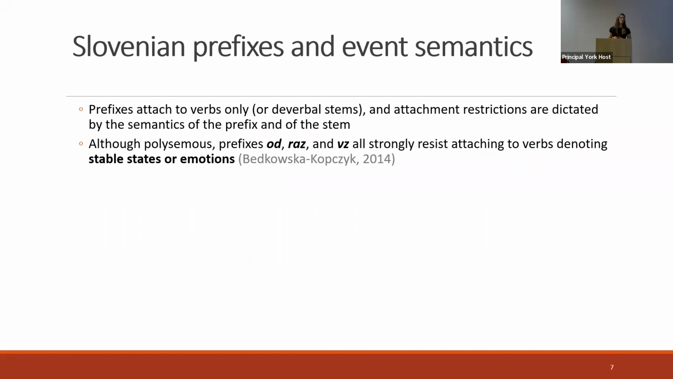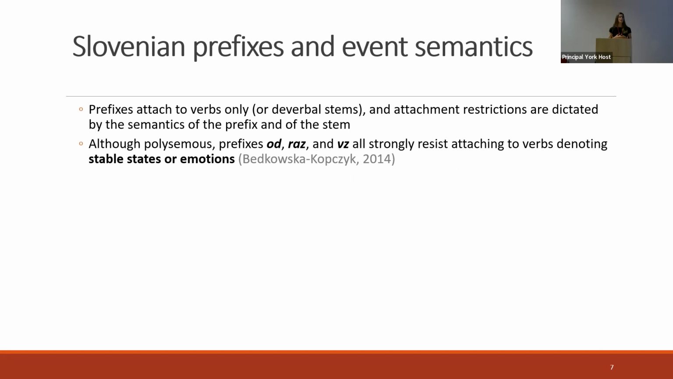So what about Slovenian prefixes and semantics? Slovenian prefixes, when it comes to their subcategorization properties, attach to verbs only, or verbal stems, but their attachment restrictions seem to be dictated by the semantics of the prefix and the semantics of the stem and the compatibility between the two.